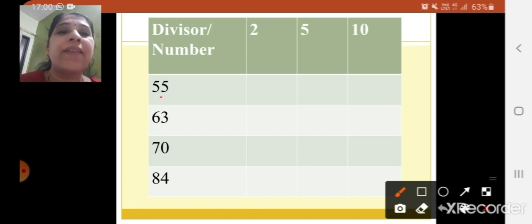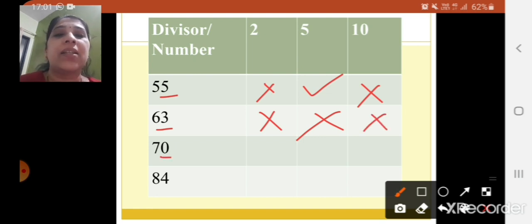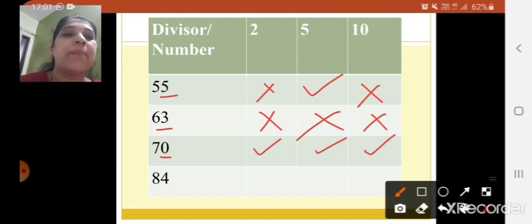Now again 5 is there in the units place. So 55, it is not divisible by 2. So you will put a cross mark. 5, it is divisible by 5. So you will put a tick mark. Again 0 is not there in the units place for the divisibility test for 10. So you will put a cross mark. Now next number is 63. Now 3 is there in the units place. That means it is not divisible by 2, not divisible by 5 and not divisible by 10 also. Next number is 70. So 0 is there in the units place. That means it is divisible by all the 3 numbers, by 2 also, by 5 also and by 10 also.